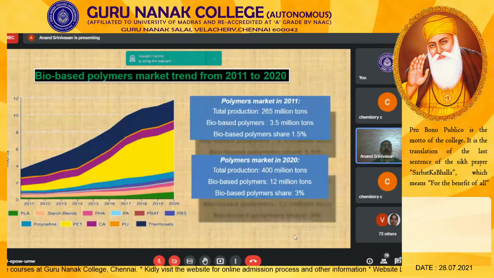So when you look at the bio-based polymer market, from 2011 to 2020, you can see the total production of polymers is 265 million tons. Among them, the bio-based polymers will contribute 3.5 million tons, and their market share is about 1.5%.